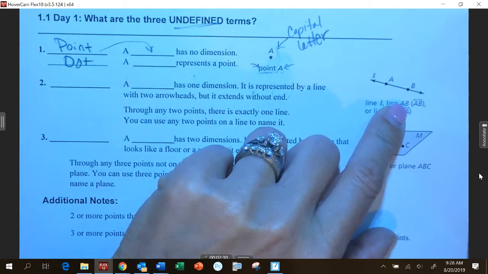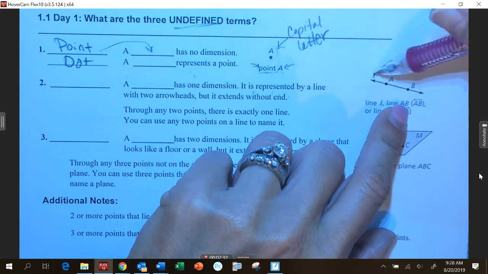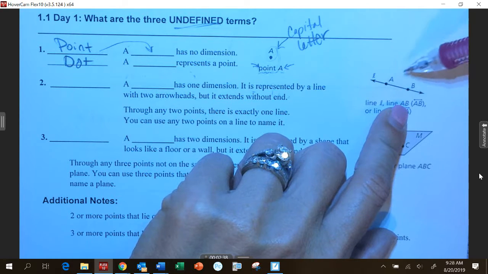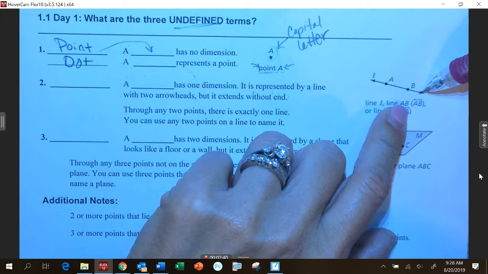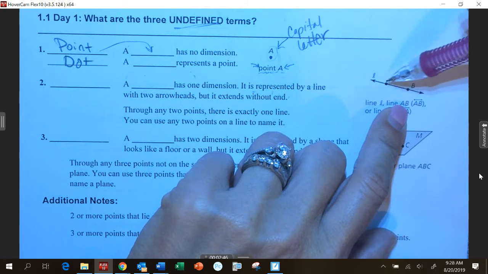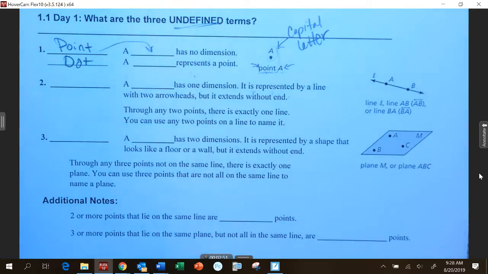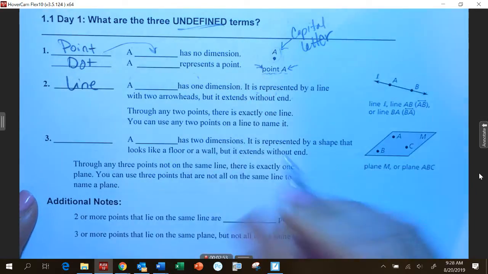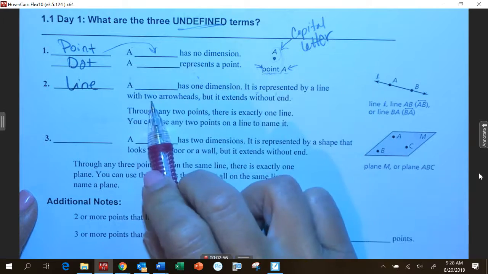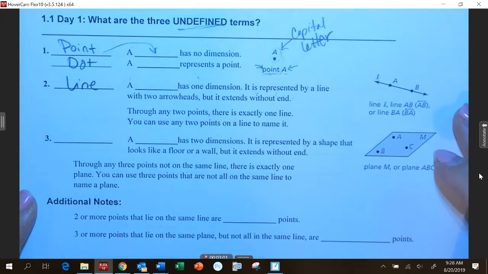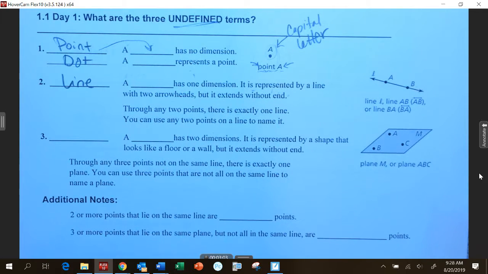So let's look at the next one. Does that look familiar? That's a line. I know it's a line because a line has arrows at each side, meaning it goes on forever. If it didn't have arrows, it'd be something different. This is a line. A line has 1 dimension. It only has length. It is represented by a line with 2 arrowheads, and it extends without end. I can't draw it where it never ends, so I put arrows, meaning it never ends.